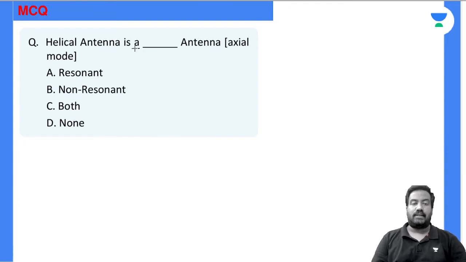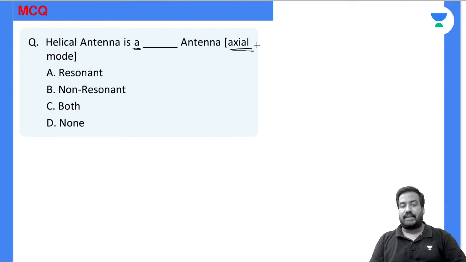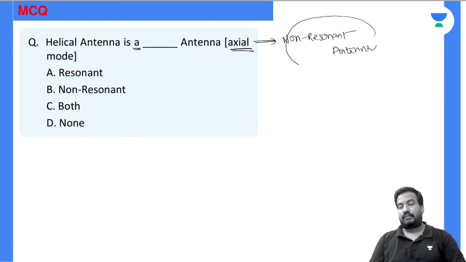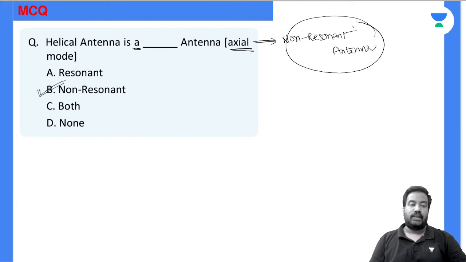Helical antenna is a dash antenna in axial mode. When it is operated in axial mode, the helical antenna is a non-resonant antenna. In normal mode, it is a resonant antenna. It is a non-resonant antenna. Option B is the answer.